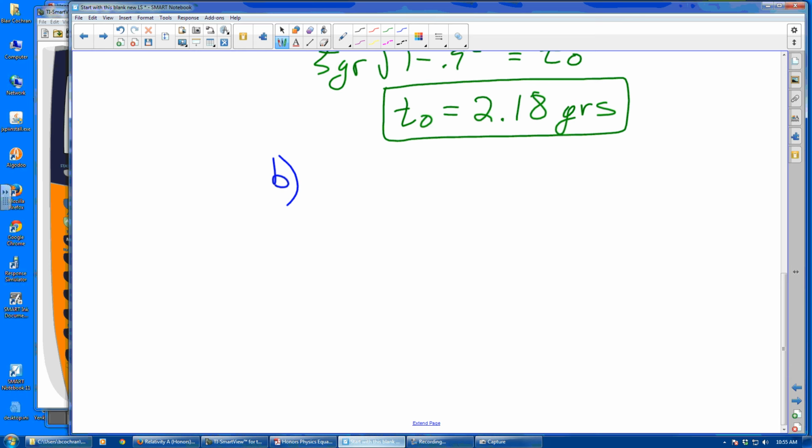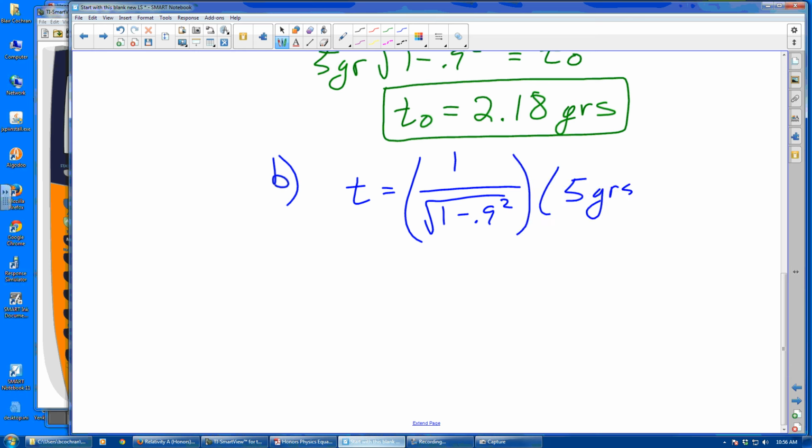And then for the second part, now it says 5 years on the Enterprise. So t is what we don't know. We have 1 over the square root 1 minus 0.9 squared. Fine. 0.9 squared, and then the 5 years.